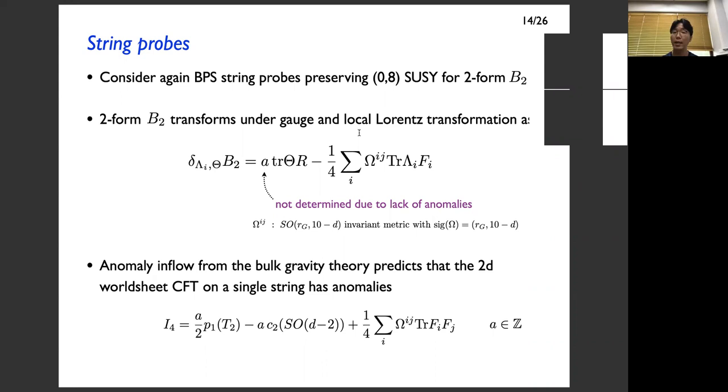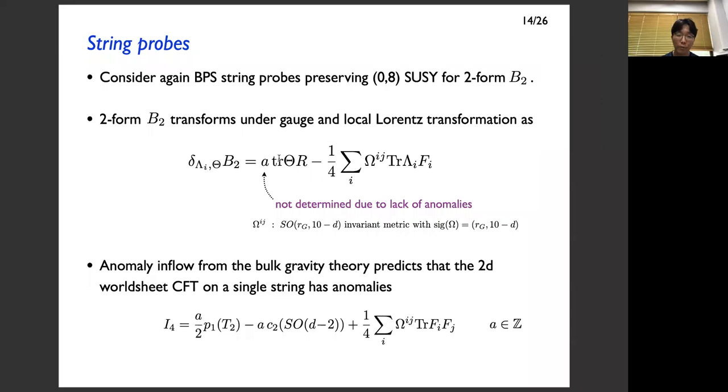Therefore, this coefficient in front of the local Lorentz transformation is not determined because there is no chiral anomaly. On the other hand, this coefficient in front of the gauge transformation is fixed by supersymmetry and gauge invariance, and its coefficient is given by this SO(r, 10-d+r) invariant metric. So the important point is that this coefficient in front of the local Lorentz transformation is not fixed in this case in dimension less than 10.